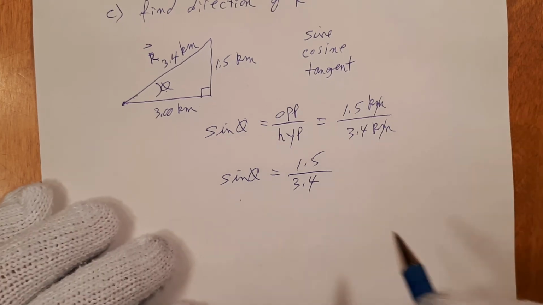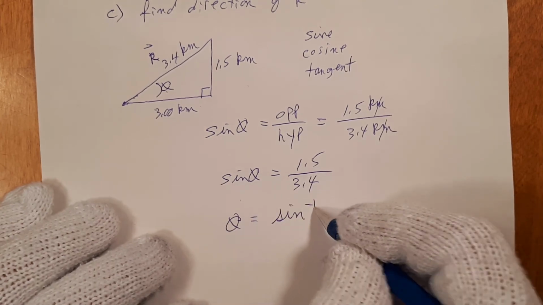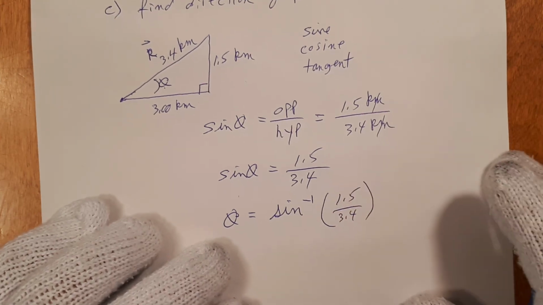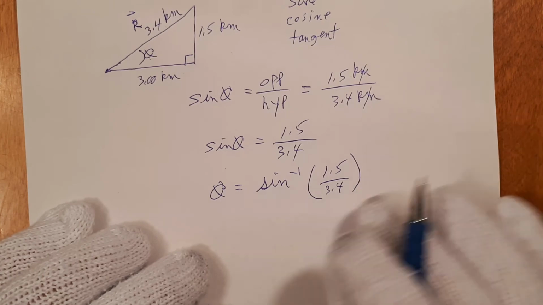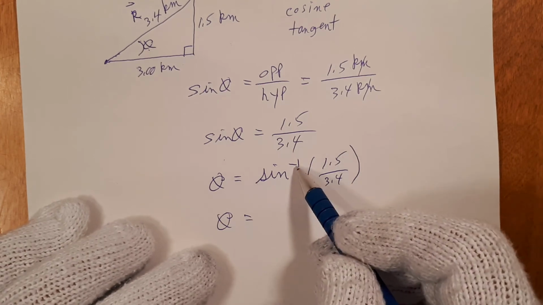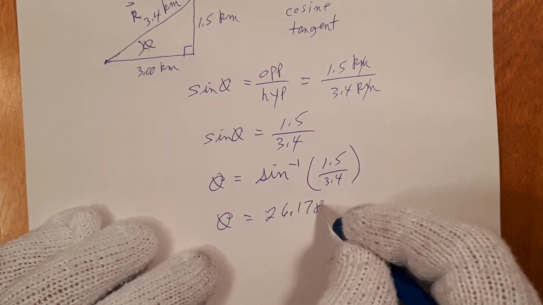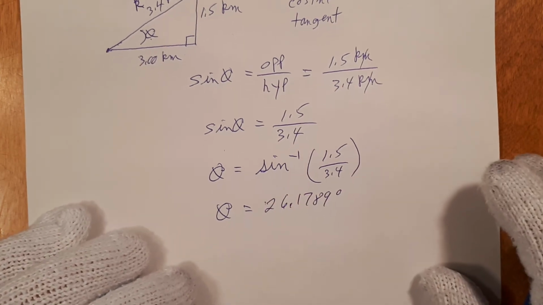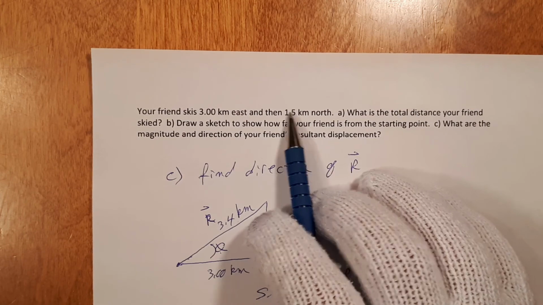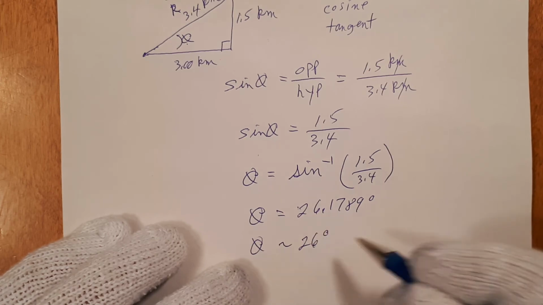Taking the inverse sine in order to isolate theta. Theta is equal to sine to the minus 1, the inverse sine of this argument, 1.5 divided by 3.4. Putting this value in the calculator, theta then is equal to 26.1789 degrees. Again, reducing this to proper significant figures, and we go back to the original question. Again, two significant figures. This is 3, so we have to go to 2. So the angle theta is approximately 26 degrees.